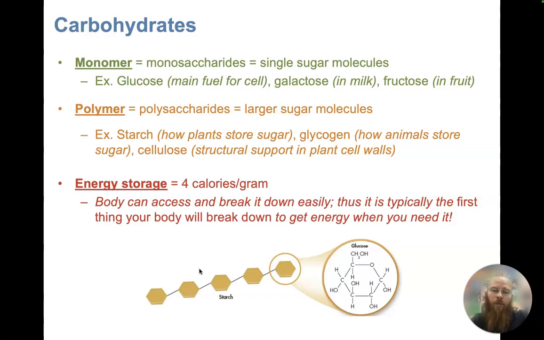And finally, in terms of energy storage, remember, these are a really good supply of easily accessible energy in the body. Carbohydrates typically provide 4 calories per gram whenever we use them for energy. This means that the body can access and break it down very easily. So it's typically the first thing that our bodies are going to break down to get energy when we need it. We have circulating blood sugar, like blood glucose. That's a ready supply of energy. We have a stored form, like muscle glycogen. So if we run low, we can break down those bigger sugars into smaller usable ones.